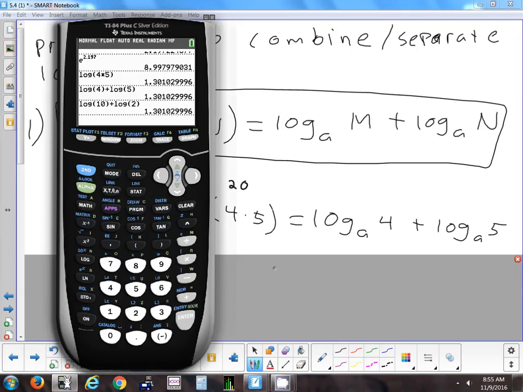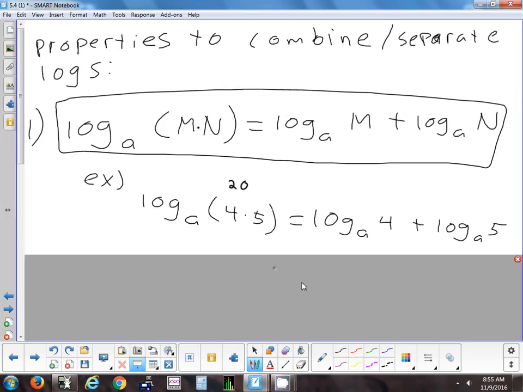Any 2 numbers that multiply to give you 20, if you type it into this formula, would work. You could do 40 and 1/2. You could do 100 and 1/5. You could do anything. Any numbers that multiply to give you 20. Okay, so that's a rule for splitting up the log of a product.